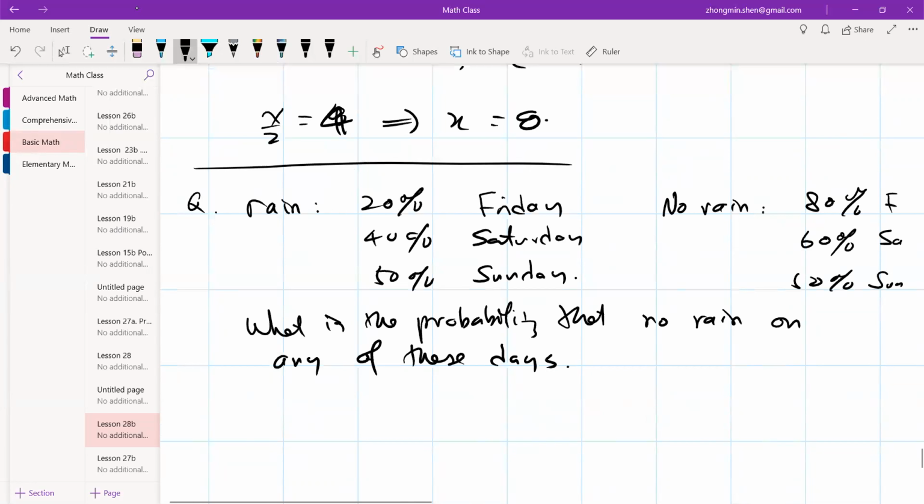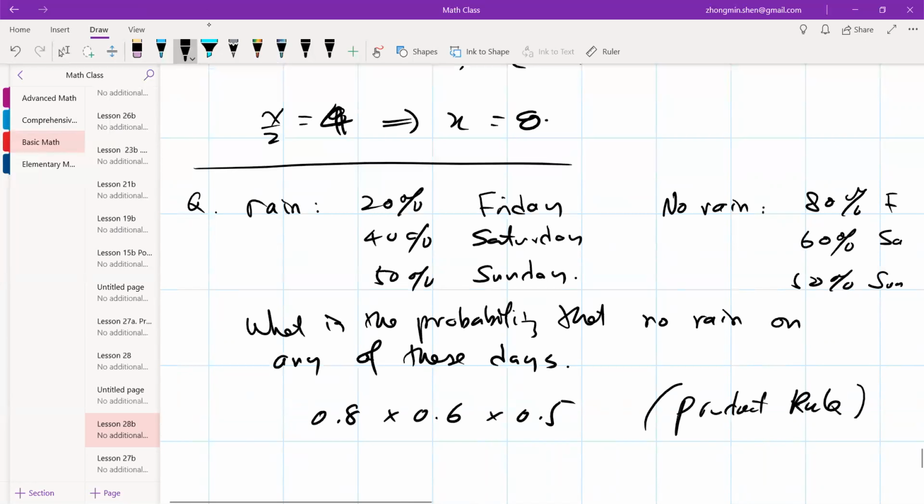Okay, so this is called the product rule for probability. I did not discuss it in class, and I shouldn't have put this problem here. On Friday there is an 80% chance of no rain, 60% on Saturday, and 50% on Sunday. To make sure there's no rain on any of these days, you have to take the product of these probabilities. In decimals, that is 0.8 times 0.6 times 0.5.